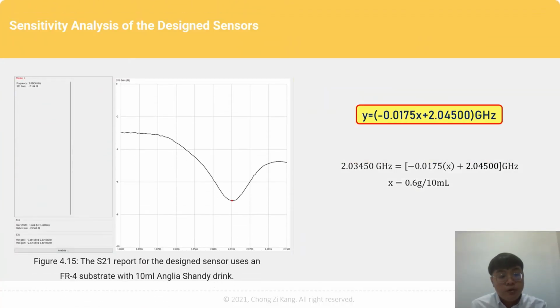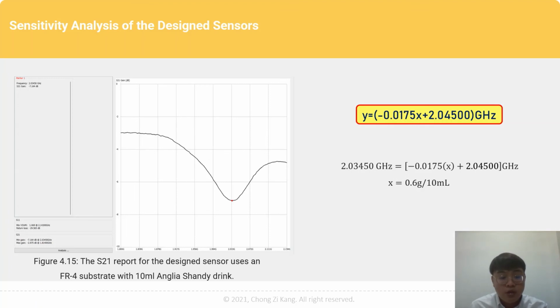The resonant frequency resulting from filling a 10 ml Angela Sandy drink was measured using the vector network analyzer and recorded as shown in figures 4.15 and 4.16. The resulting resonant frequency for the design sensor using the FR4 substrate is 2.0345 GHz.